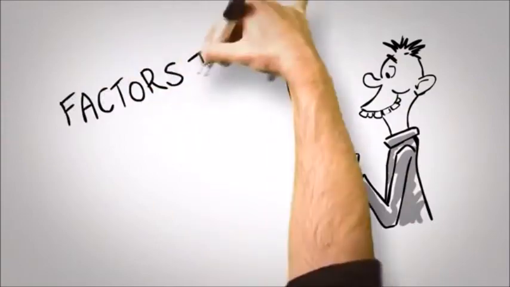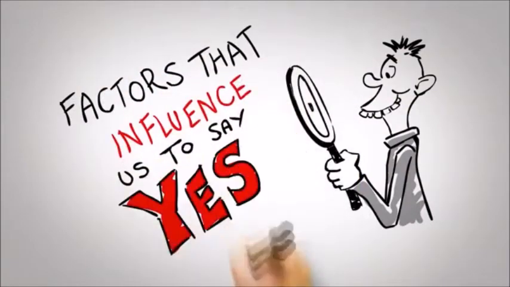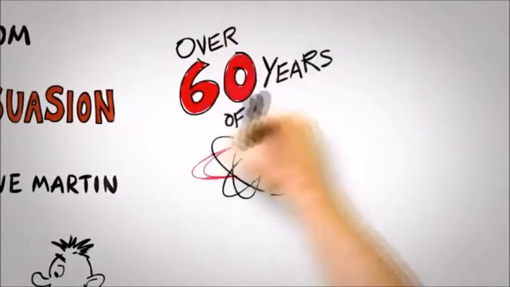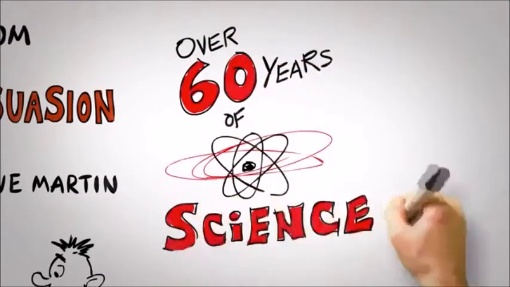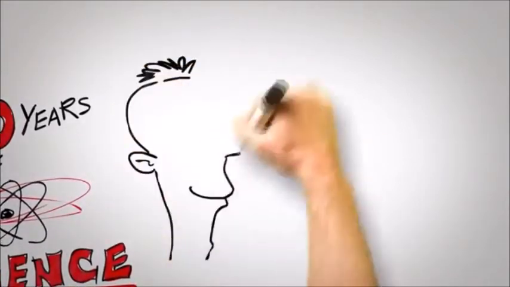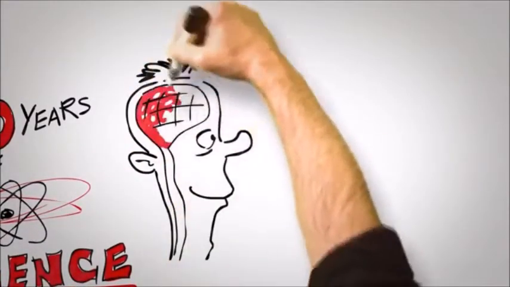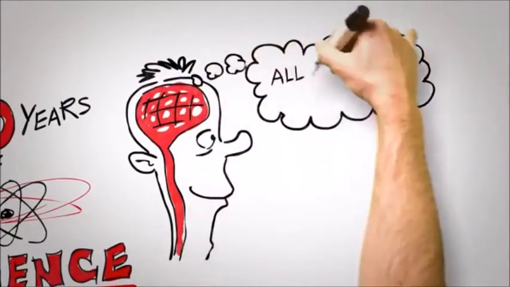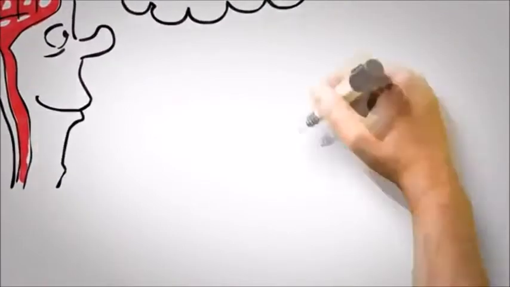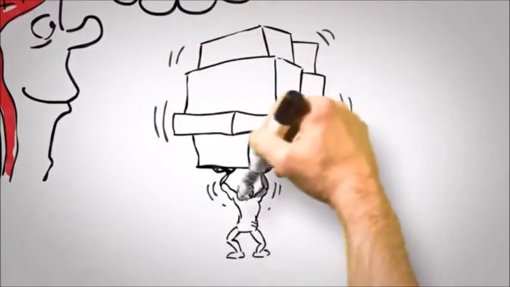Researchers have been studying the factors that influence us to say yes to the requests of others for over 60 years, and there can be no doubt that there's a science to how we are persuaded, and a lot of this science is surprising. When making a decision, it would be nice to think that people consider all the available information in order to guide their thinking, but the reality is very often different.